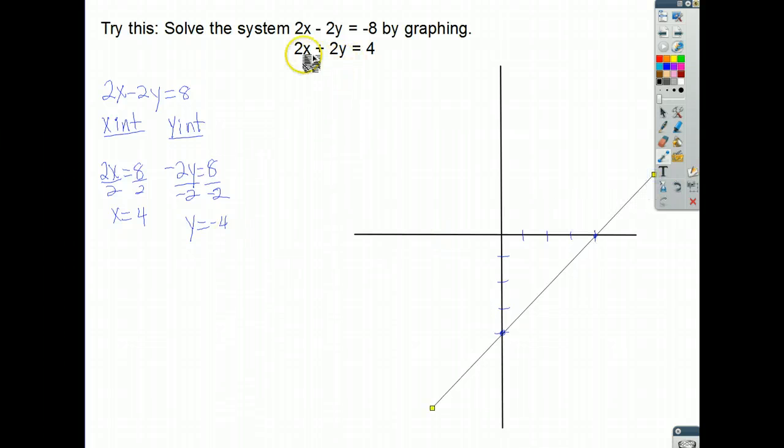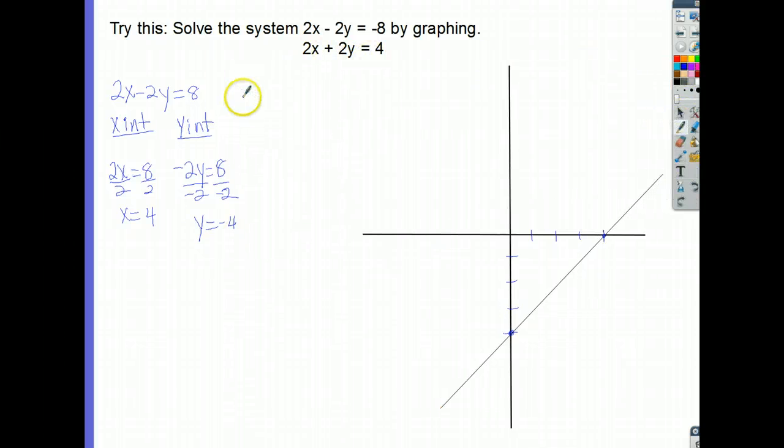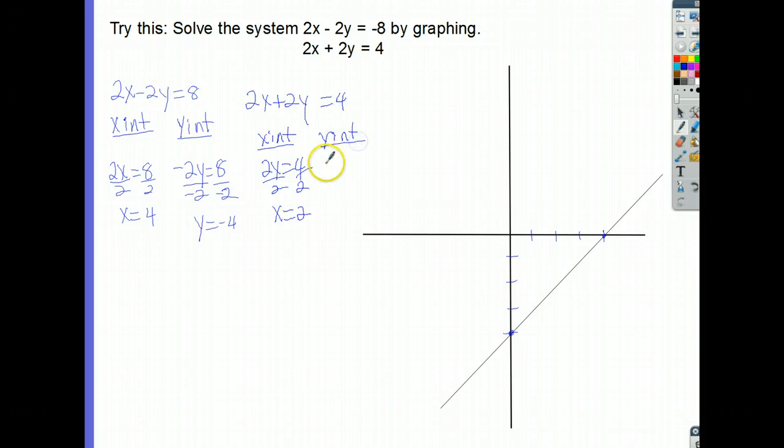All right. Go to the second one. Let's get it ready to graph. 2x plus 2y equals 4. Hey, intercepts look good to me again here, so let's do them. X-intercept, 2x is equal to 4. Divide by 2, and x is equal to 2. Y-intercept, drop the x out, and 2y is equal to 4. Divide by 2. Y equals 2. So it crosses the x-axis at 2 and the y-axis at 2. And we'll draw that line.